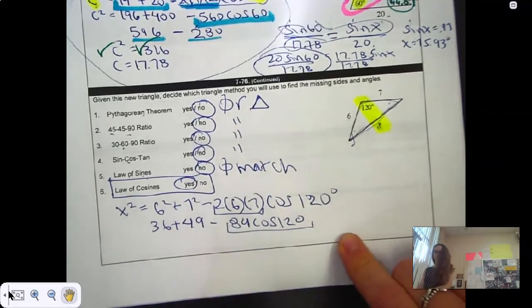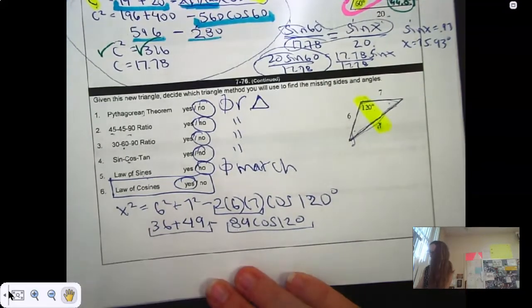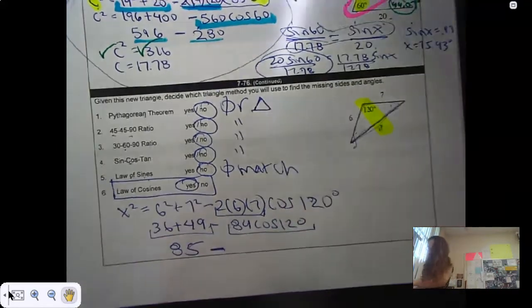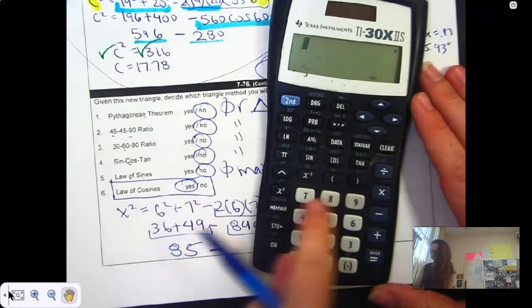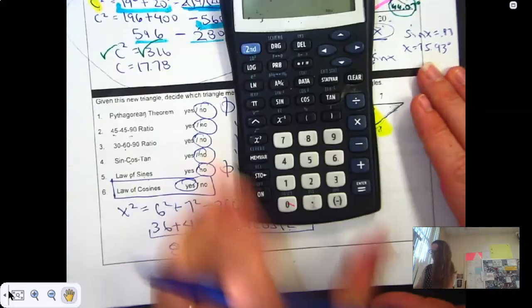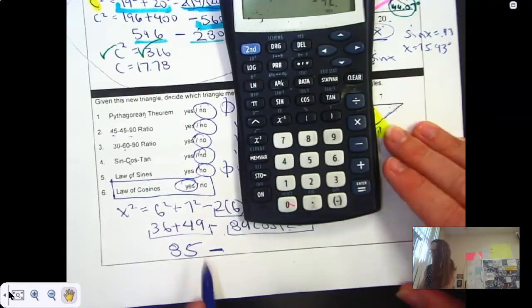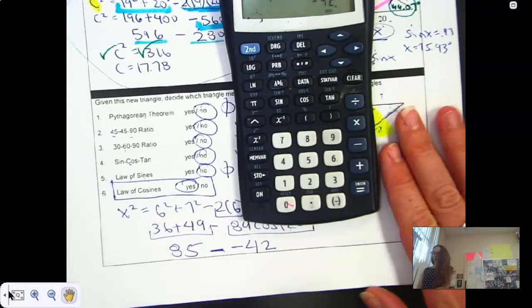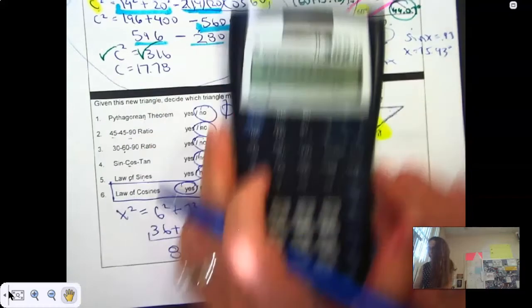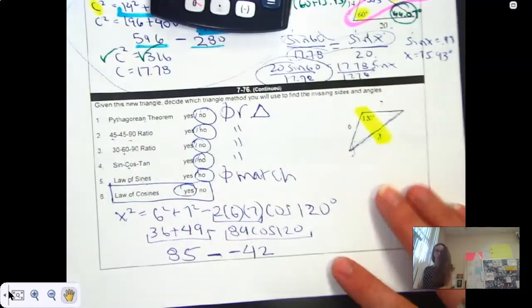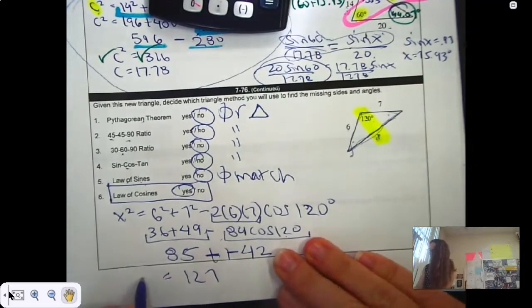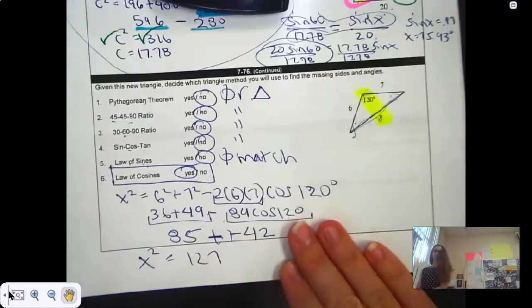Take this, put it in the calculator. Take this, put it in the calculator, and subtract them. So that'd be 85. Let me do this one. 84 cosine 20, and that's negative 42. So you want to be careful. Let's make sure it's in the right mode. It is. Okay? Two negatives make a positive. That would be 127. And by the way, I could have made a mistake. I'm going a little bit fast.